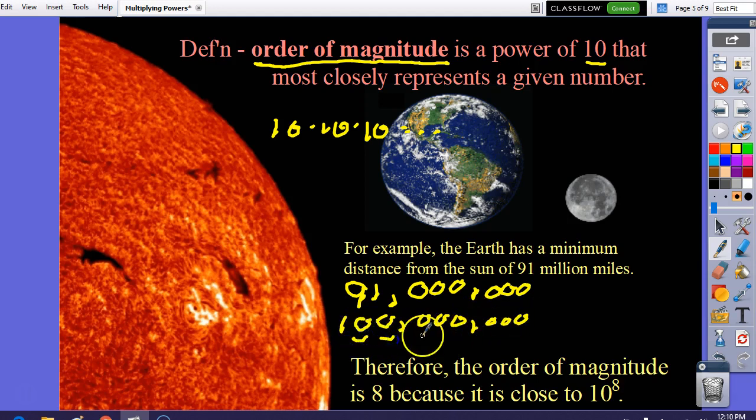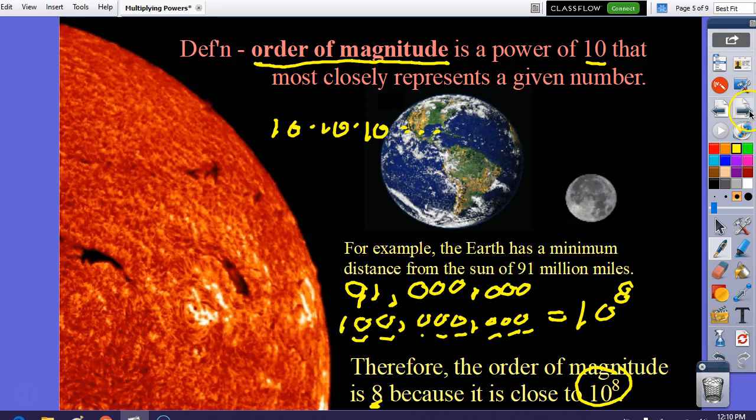There are 1, 2, 3, 4, 5, 6, 7, 8 zeros here. So this is very close to 10 to the 8th power. So the order of magnitude in this case would be 8. You don't need to know that today, but I'm just trying to express that there are numbers that are bigger than our standard numbers that have to be written in exponents. So 10 to the 8th is a number that exists, and what it means is 100 million.